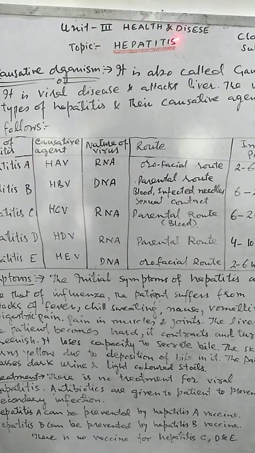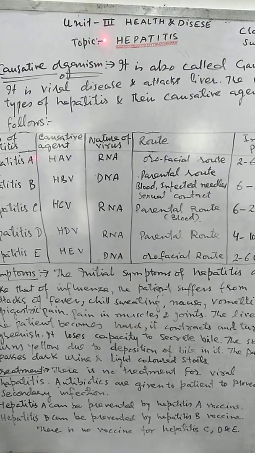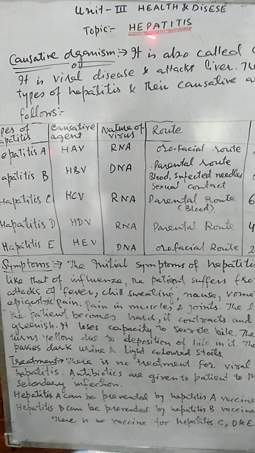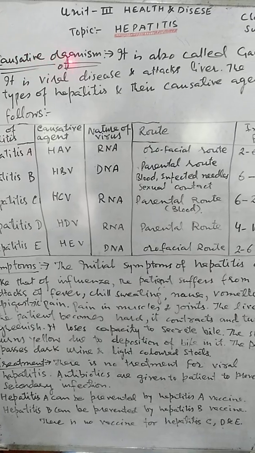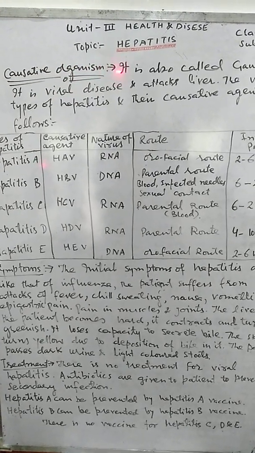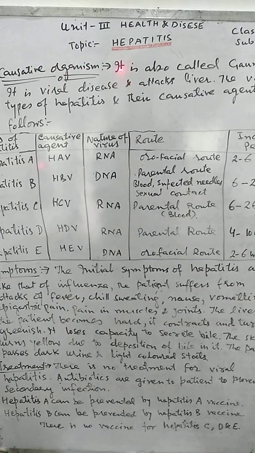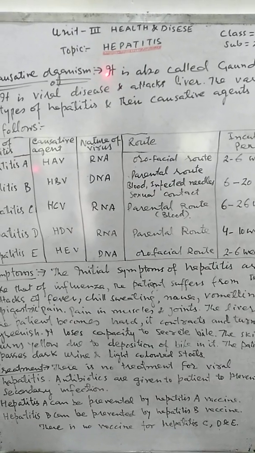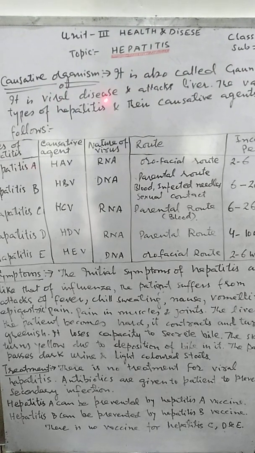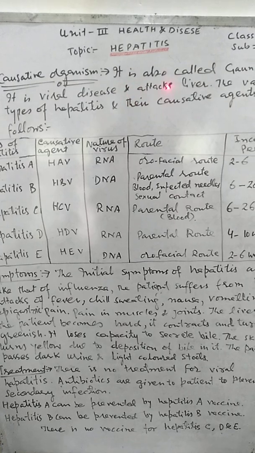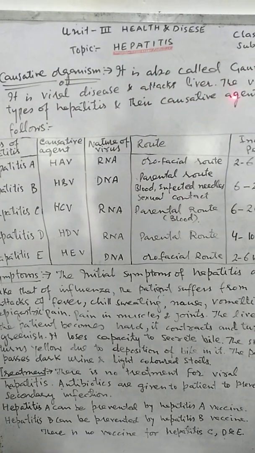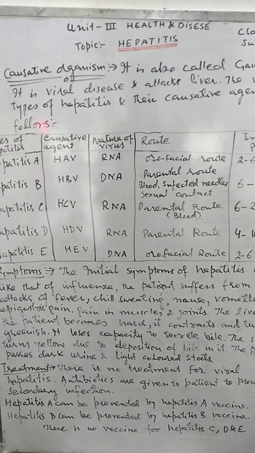The subtopic is health and disease. Here one of the topics is hepatitis. Hepatitis is also called jaundice. The causative organism of hepatitis is a virus. It is a viral disease, caused by a virus. This virus attacks the liver. The various types of hepatitis and their causative agents are as follows.